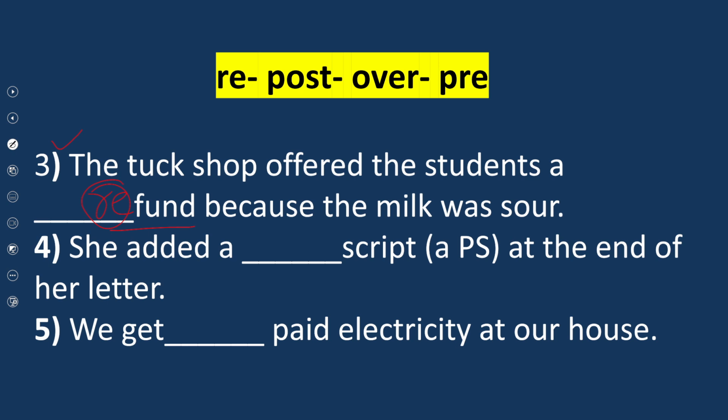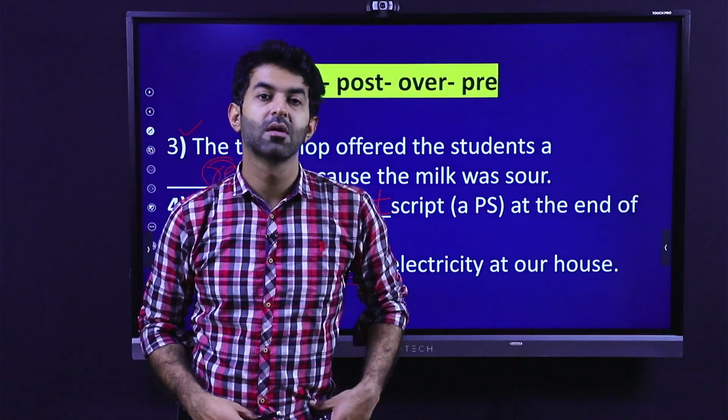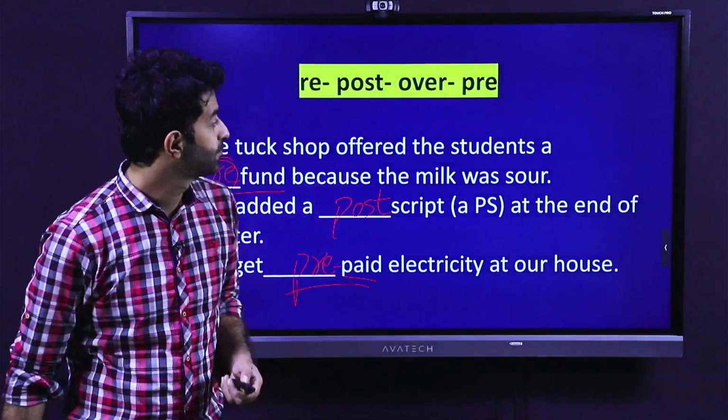Number four, she added a postscript at the end of her letter. So anything that you add after something is a postscript. Number five, we get paid electricity at our house. So it can be postpaid or prepaid. Yes, prepaid. So here, paid and prepaid are giving us different meanings and different parts of speech as well.